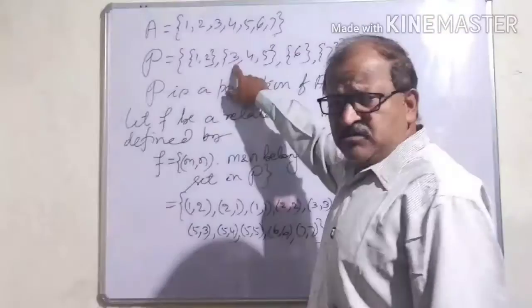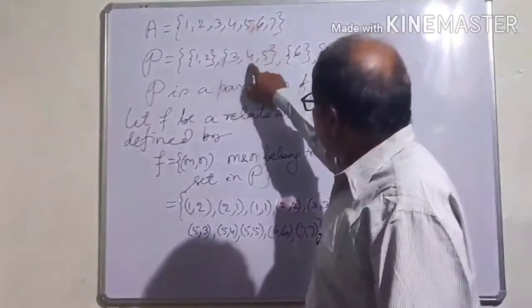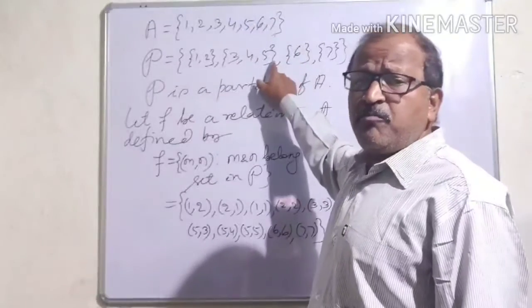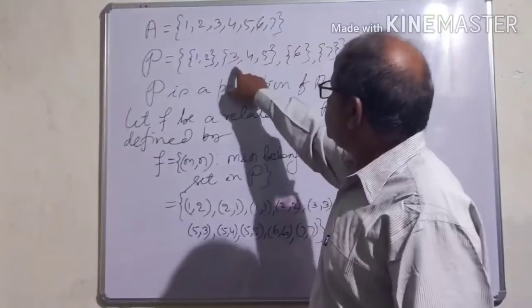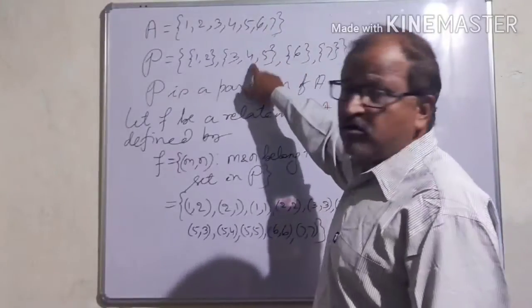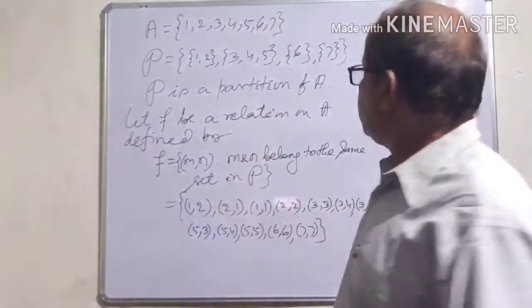4 will be related to 3 because they are in the same set. 4 will be related to 4. 4 will be related to 5. Similarly, 5 will be related to 3. 5 will be related to 4. 5 will also be related to 5.